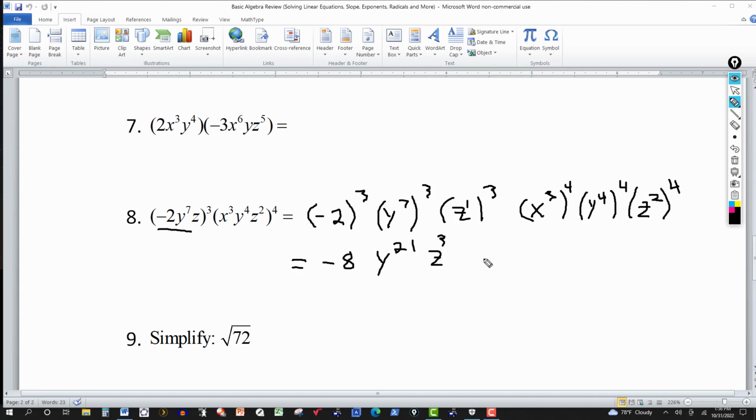The next one, these are multiplication. I'm going to drop the parentheses now. X to the third taken to the fourth. That's 4 times 3 then, x to the 12th. These are all times here. Y to the fourth taken to the fourth. Multiply exponents. 4 times 4 is 16.